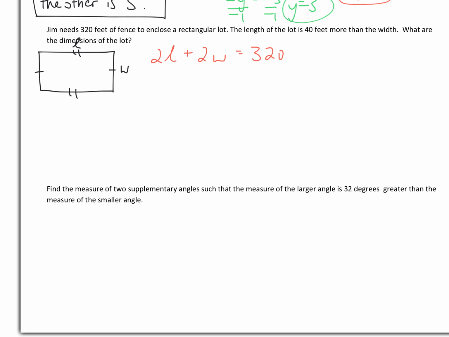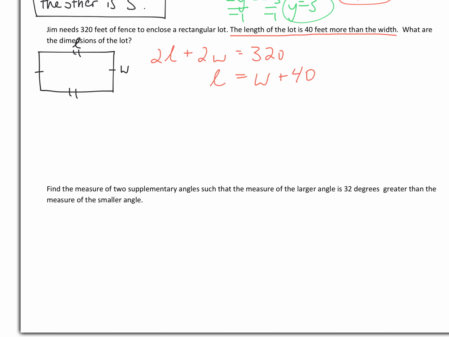So that's my first equation. The next one comes from the second sentence. The length of the lot is 40 more feet than the width. That means I have a length, and I can set that equal to whatever the width is plus an additional 40, because the width plus 40 is the same distance as the length.